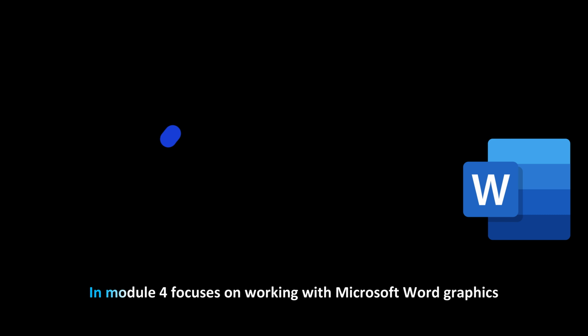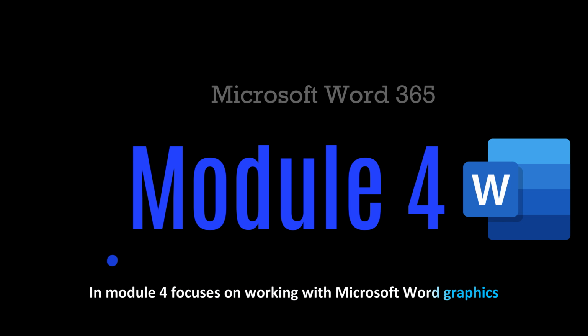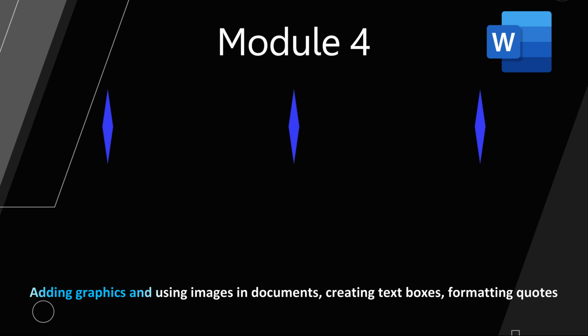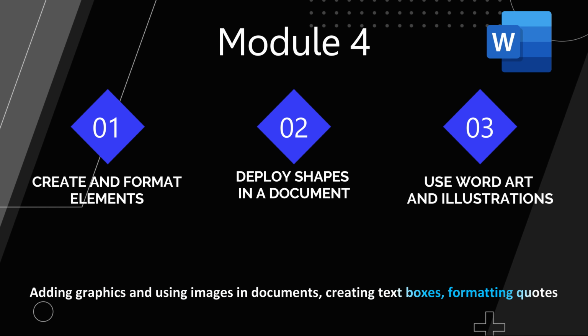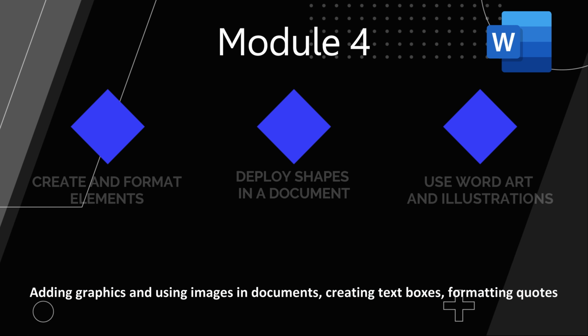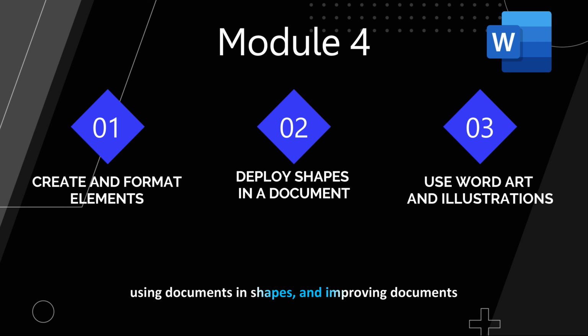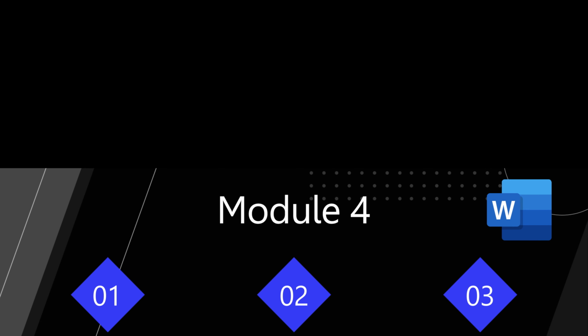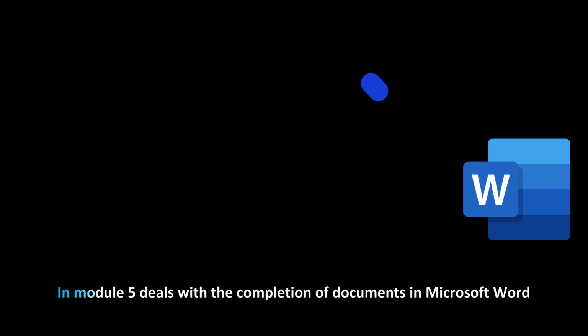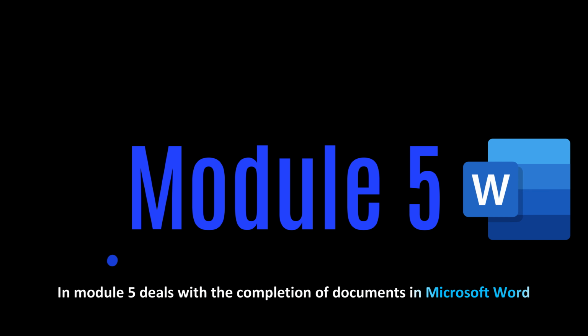In Module 4, the focus is on working with Microsoft Word graphics: adding graphics and using images in documents, creating text boxes, formatting objects, using shapes in documents and improving documents, using complex WordArt and illustrations. And in Module 5, you deal with the completion of documents in Microsoft Word.